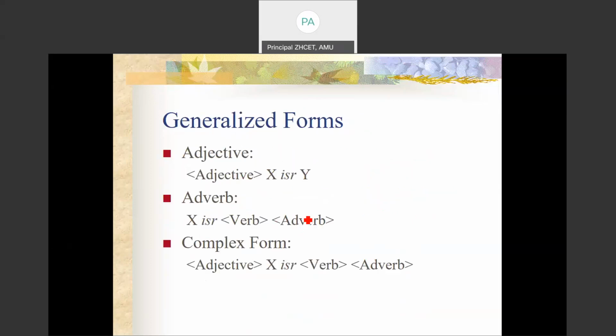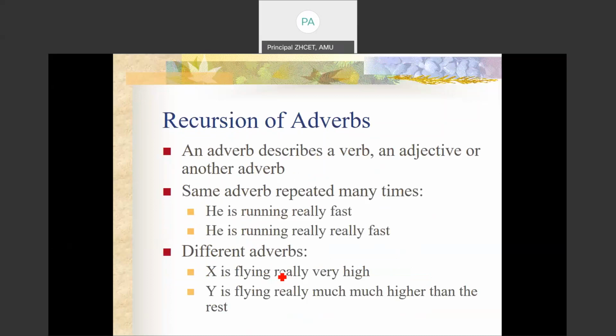Then generalized forms, I can say adjective X is r, adverb X is r, verb followed by adverb. Complex forms: adjective X is r, verb and adverb. So on this side it is describing the adverb, and on this side it is describing the noun X. Recursion of adverbs. An adverb describes a verb, an adjective, or another adverb. That is the definition of adverb. The same adverb repeated many times: he's running really fast, he's running really, really fast, or very, very fast. Different adverbs: X is flying really very high. Y is flying really much, much higher than the rest.